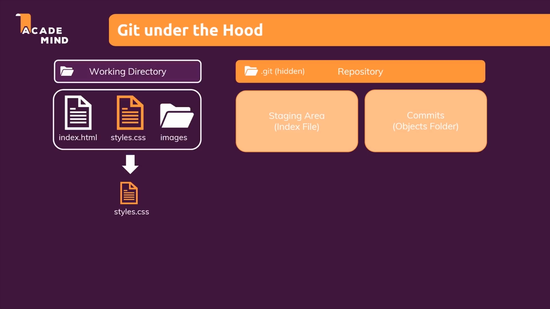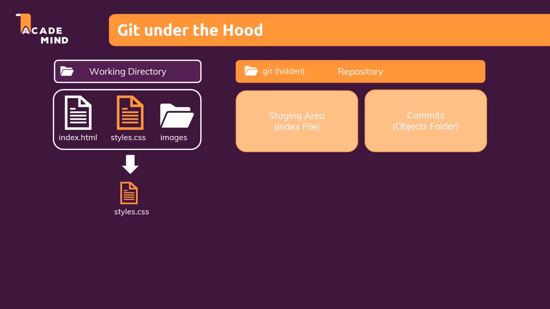The working directory is just the area with all your files. So basically where you add your files, where you change files, where you delete files. So the entire project, so to say. In this repository with the staging area and the commits, the real version management part happens. That's where Git is really active.